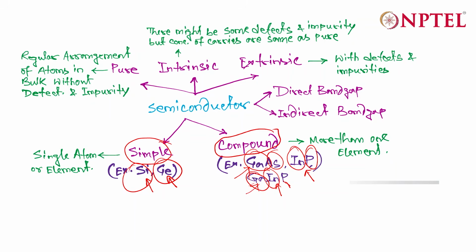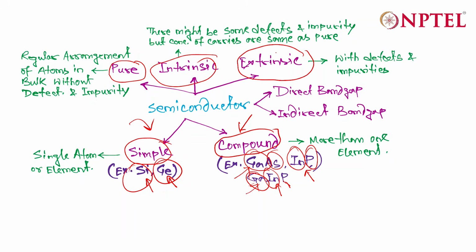So we can classify the materials based on whether they are simple semiconductors or compound semiconductors. Then we can also classify them in terms of whether they are pure, whether they are intrinsic, or whether they are extrinsic. So we can classify semiconductors as pure semiconductor, intrinsic semiconductor, and extrinsic semiconductor.